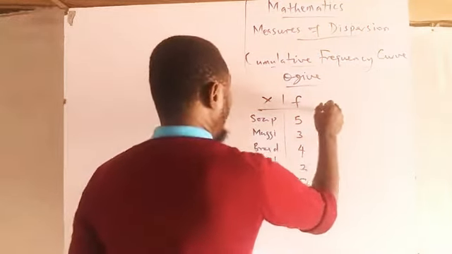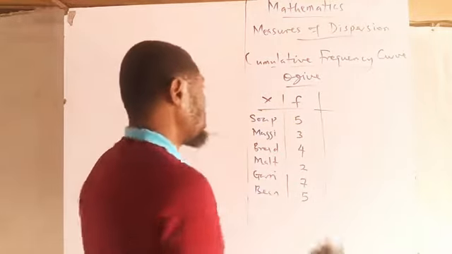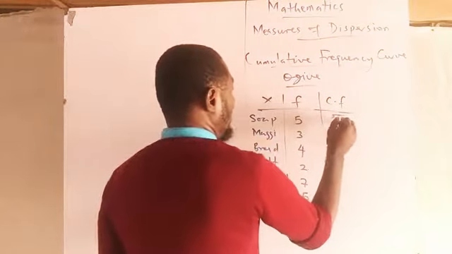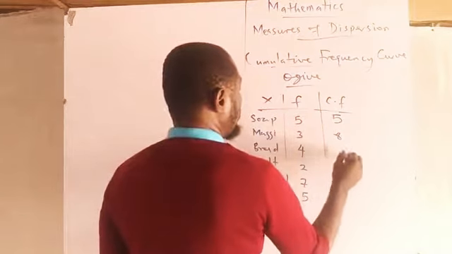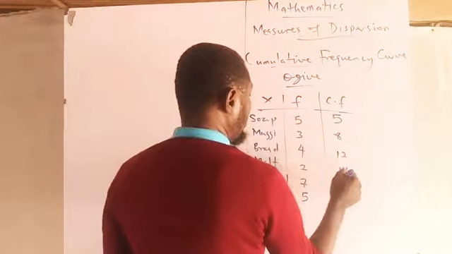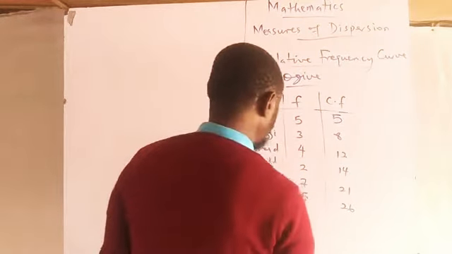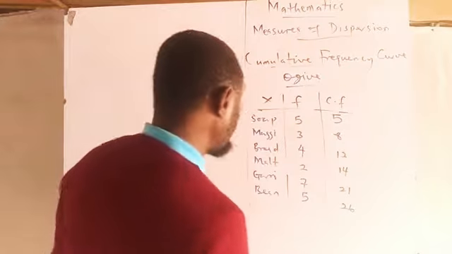Let's quickly get our cumulative frequency. You have your CF. The first is always your 5. Add that to this, you have your 8. You have your 12. You have your 14. You have your 21. You have your 26. 26 is our cumulative frequency.